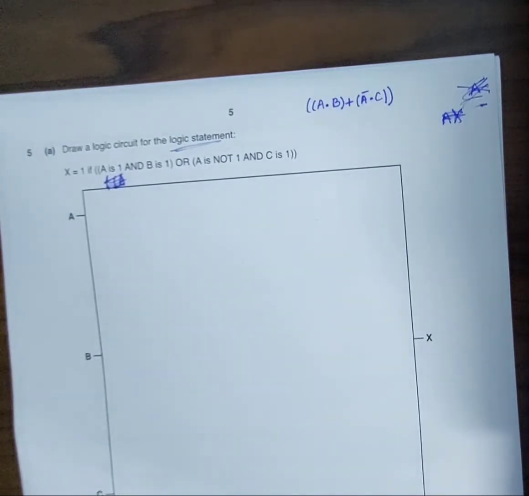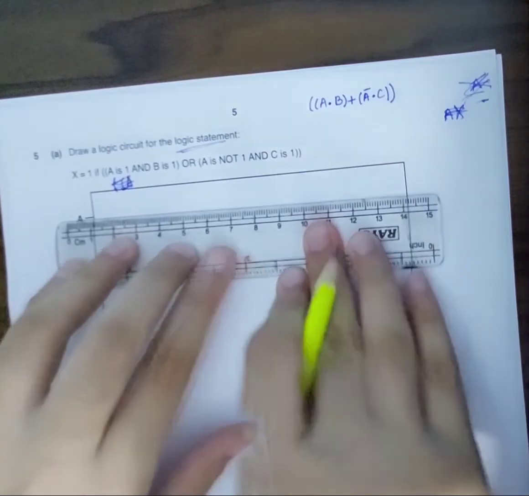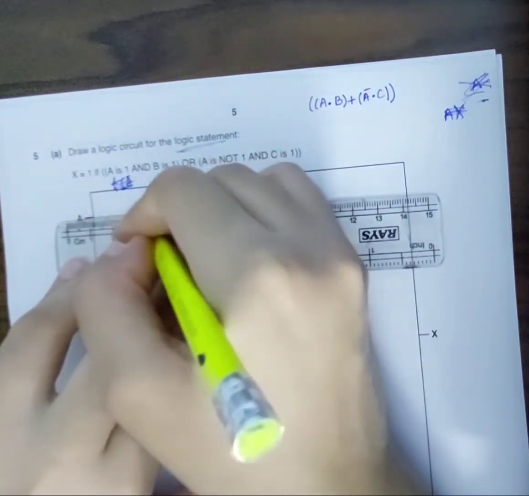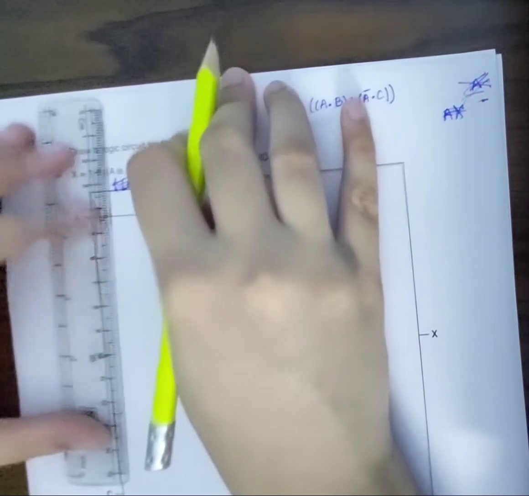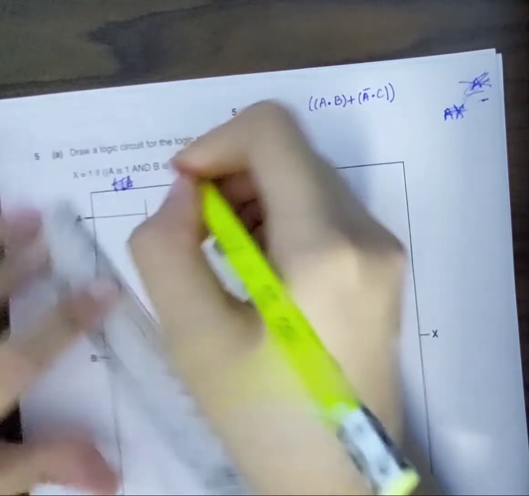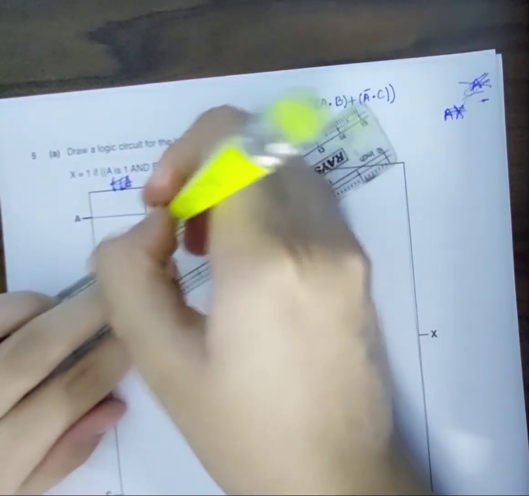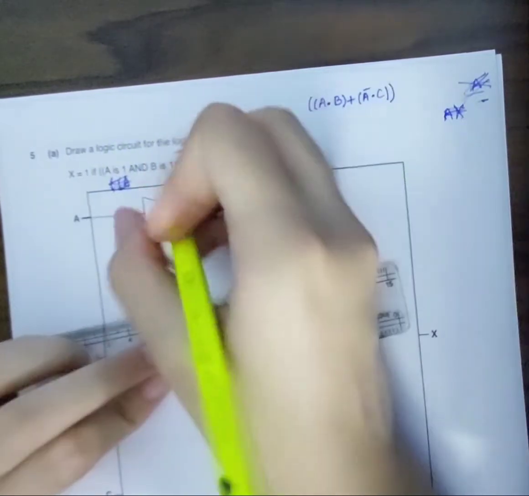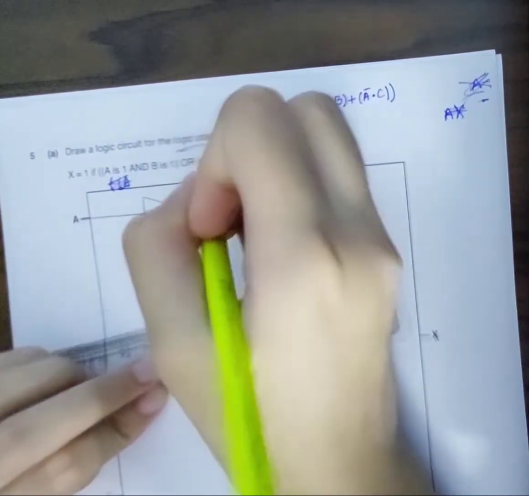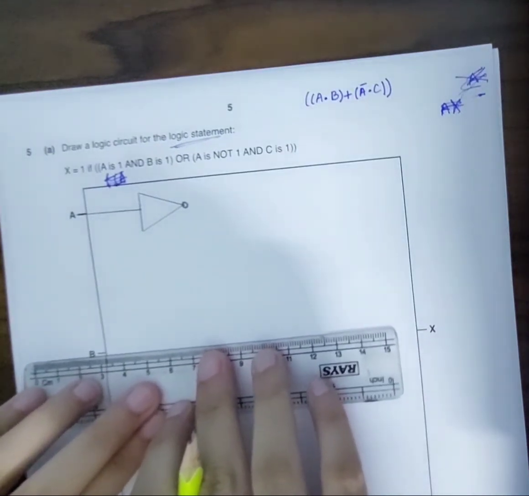So let's draw it. I'll draw it with a pencil. I have to leave some space for A as well. I'll draw A bar first, the inverter gate, and leave some space here. I have to draw it very neatly. Try to be as neat as possible. NOT gate is the only gate which has only one input. Otherwise all your gates have a maximum of 2 inputs.